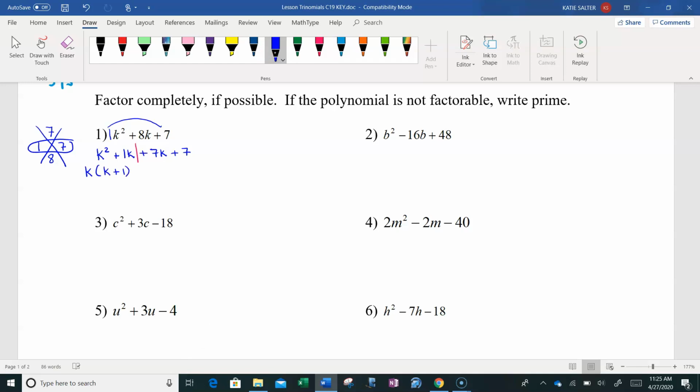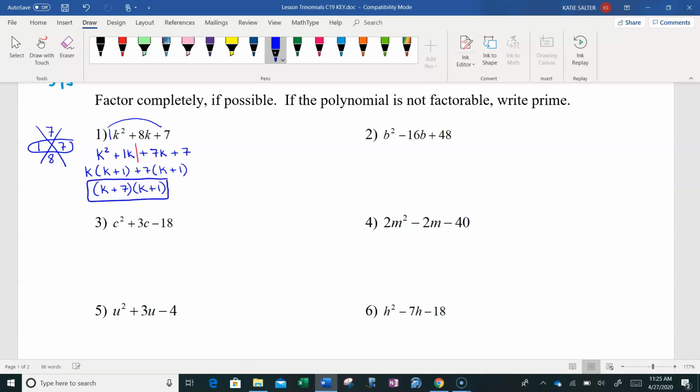What do the next two terms have in common? Positive 7. Remember, the sign here should always match this sign here. So what do we have left when we divide both of these by 7? K plus 1. All right, make sure your two parentheses are exactly the same. They are. So we put our two GCFs, our two outsides, in a group together, k plus 7, and then we put our other group beside it, k plus 1.